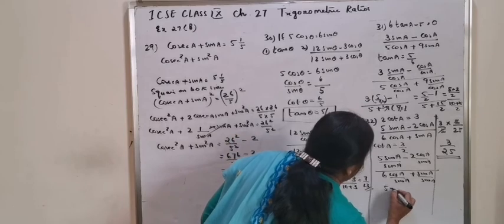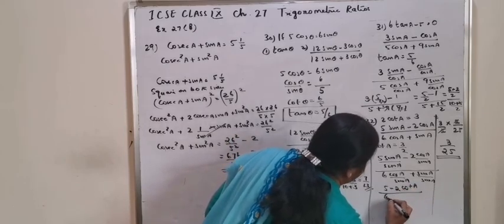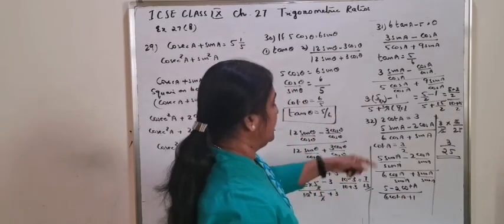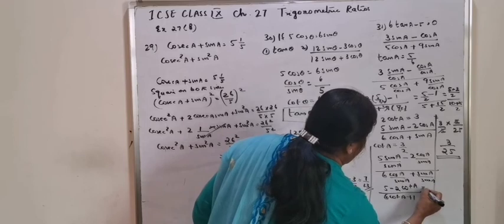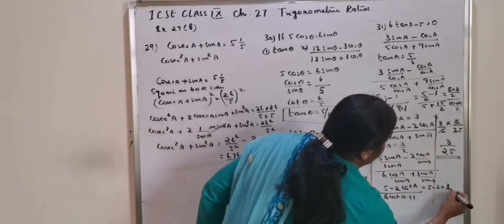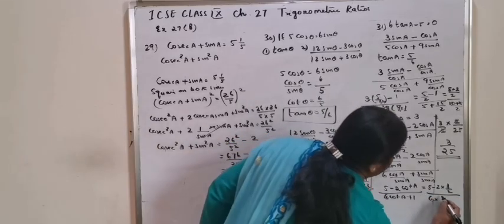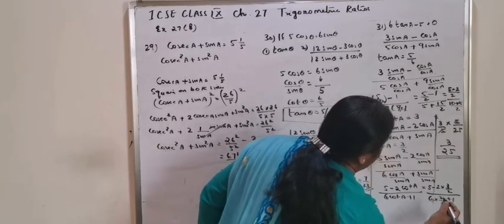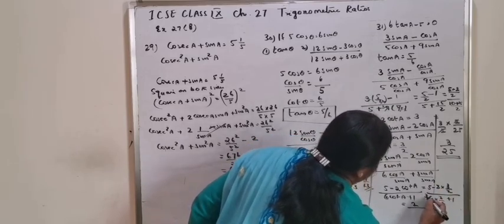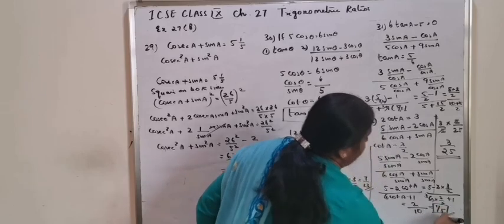That is 5 minus 2 cot A divided by 6 cot A plus 1. So 5 minus 2 into 3 by 2, divided by 6 into 3 by 2 plus 1. 5 minus 3 is 2, divided by 9 plus 1, which is 10, so the final answer is 1 by 5.